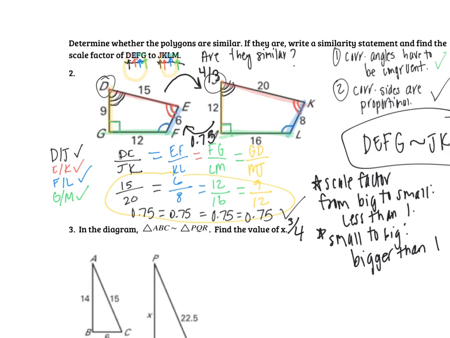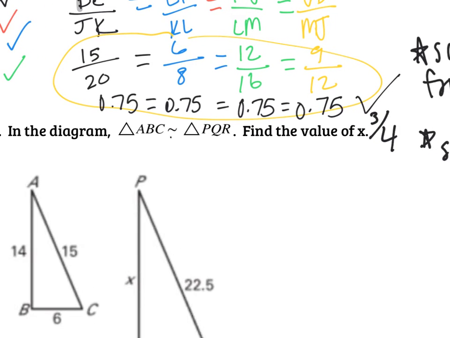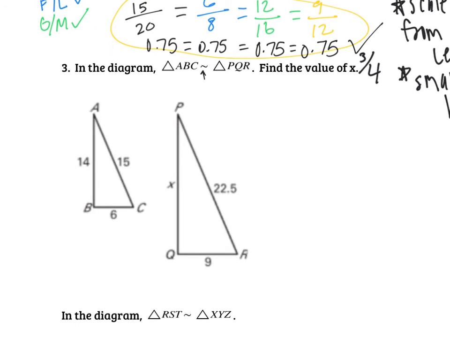Now that we are done with number 2, I'm going to show you guys how to set up number 3. Number 3 is a question that tells you these two shapes are similar. So you're not deciding whether they're similar or not. They're already telling you these shapes are similar. Remember, that's what this symbol means. Then it says, find the value of x. So what do we know if two shapes are similar? Well, 1, we know that their corresponding angles are congruent. And 2, we know that their corresponding side lengths are proportional.